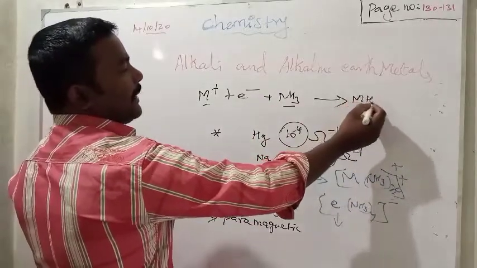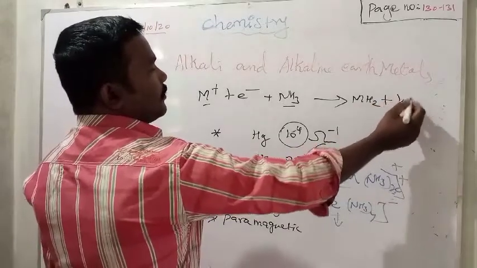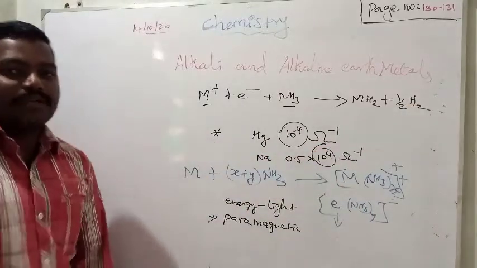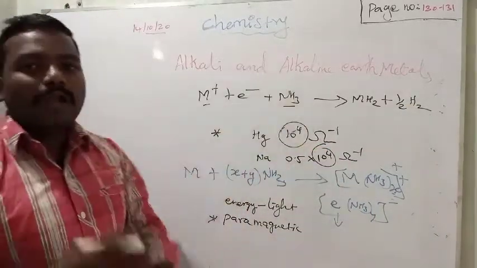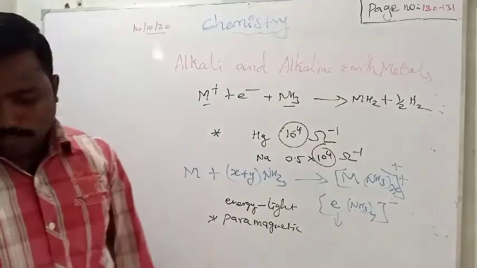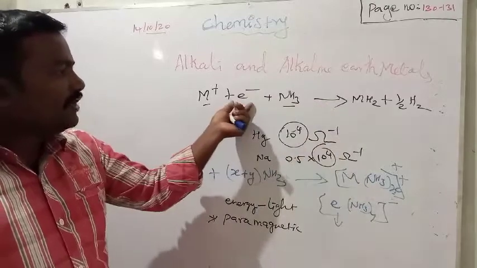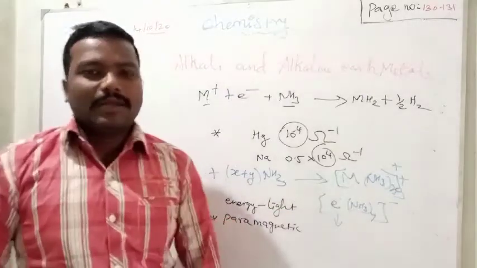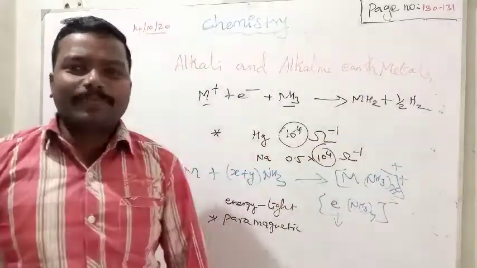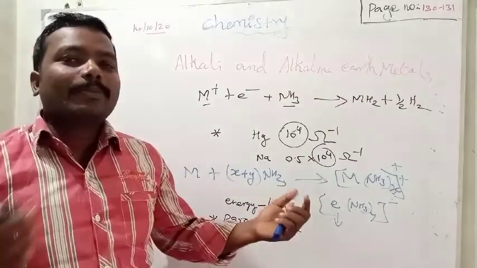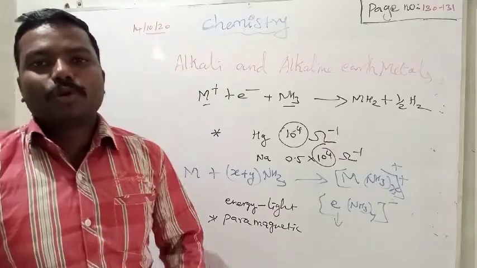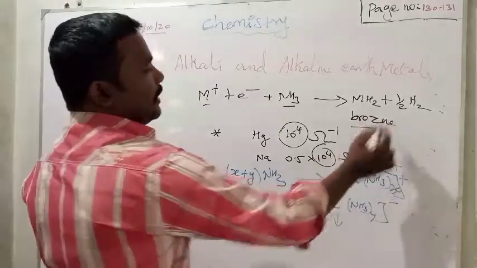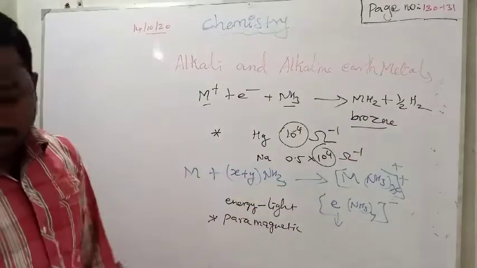This metal will combine with NH2 and form metal amides. Then it will produce H plus, neutral, so we will get hydrogen gas. It will happen on keeping for a long time. Because of this reaction, now we don't have the free electron. When we have the free electron, we have the blue color, but we don't have an electron among the products. So the blue color will disappear and it will form bronze color because of that slow reaction.